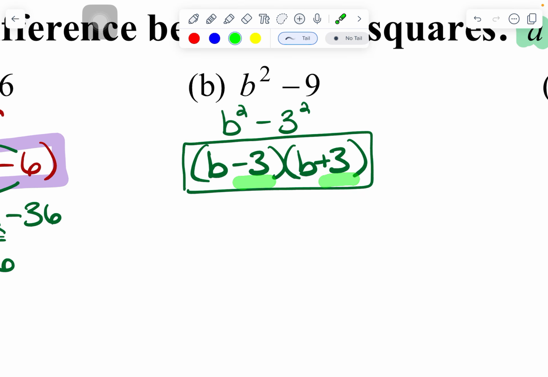So to do the quick check, b times b, b squared. Negative 3 times 3 is negative 9. If I multiply the middle two, I get a negative 3b. Multiply the outer two, positive 3b. Those cancel. All right, so yes, I know that part B is accurately factored.